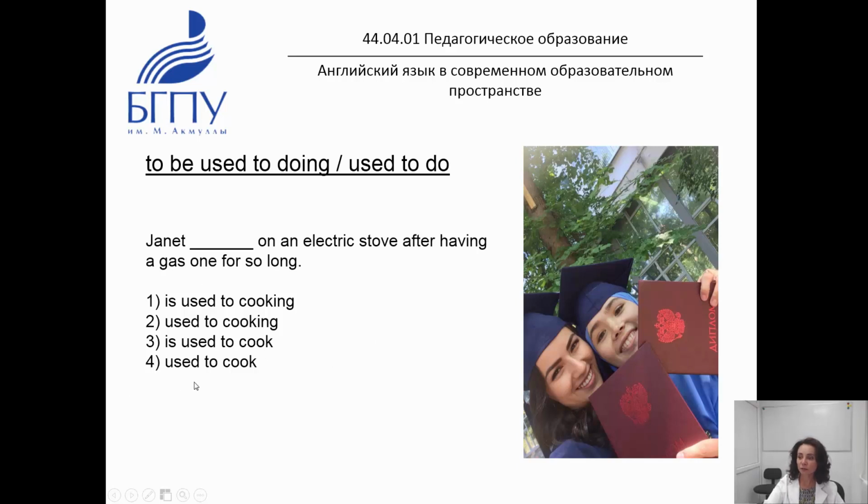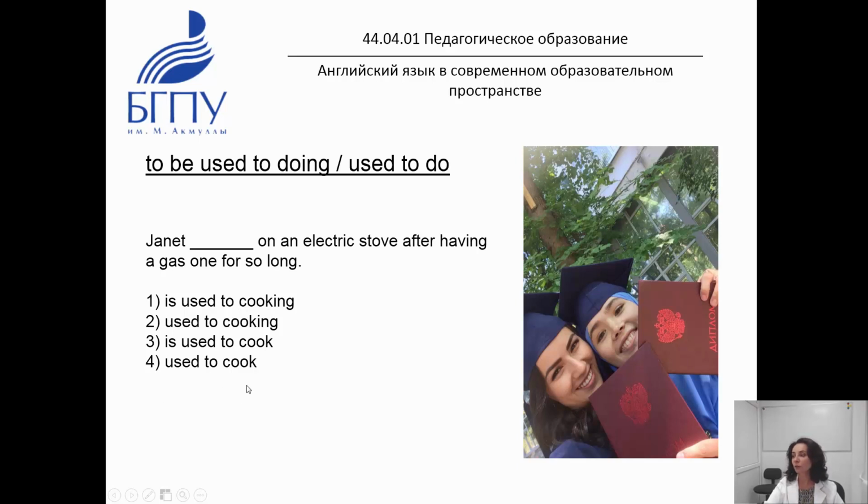Let us analyze the options. For instance, number 4, used to cook, sounds good with the meaning of repeated action in the past. Is used to cook does not exist since the beginning is used requires the gerundial continuation. For example, is used to cooking, and is used to cook does not exist. If we turn to number 2, used to cooking, it does not exist either since used to introduces the infinitive, and here we've got gerund. Number 1, is used to cooking, sounds good with the meaning of привыкать. So all in all, we've got 2 right variants like is used to cooking and used to cook.